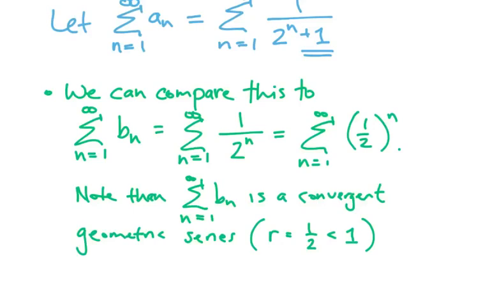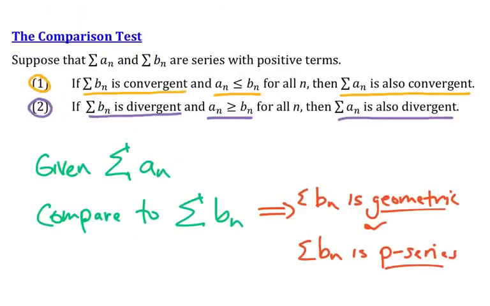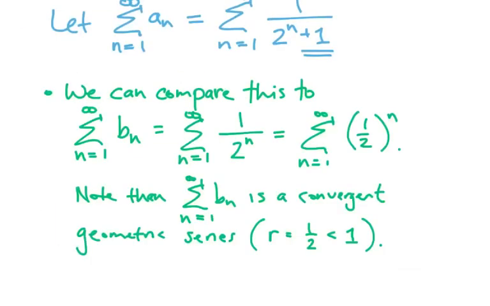Let me walk back to the wording of the comparison test real quick with you, just to make sure this next step is clear. So far we've just determined that b sub n, our comparison series, is convergent. So we've done this part, right? So then it says, if b sub n is convergent and all the terms of a sub n are less than or equal to b sub n, that's what I need to show next. If I can show that, then we'll be able to conclude that the original series was convergent.